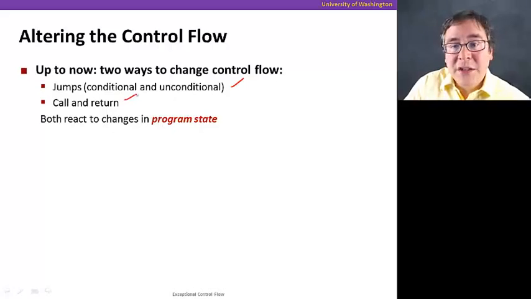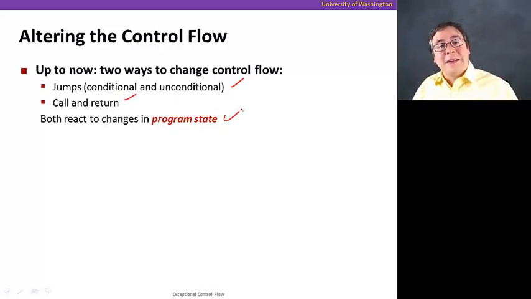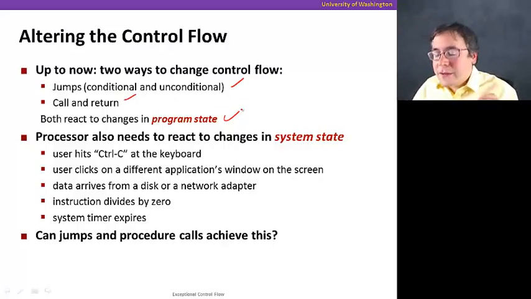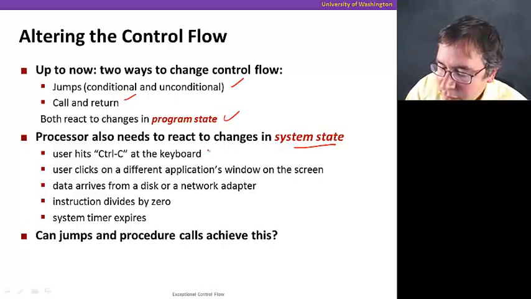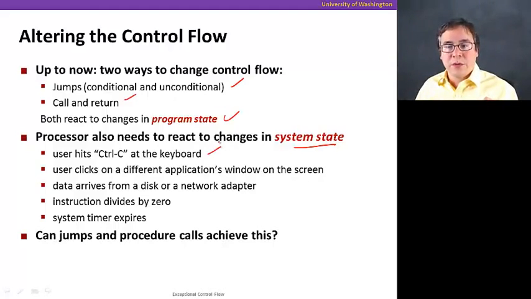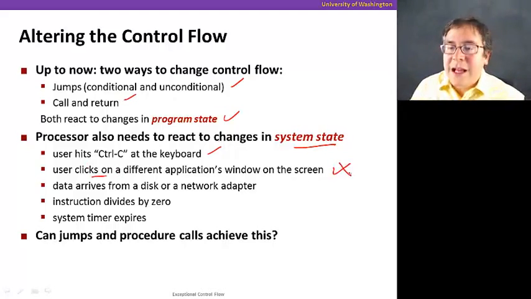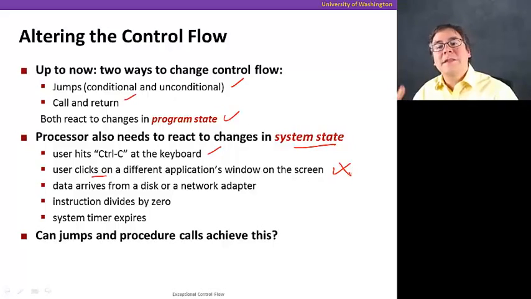Both of these changes of control flow react to program state. They're part of your program, and they react to the program state. But the processor also needs to change the control flow to react to changes in system state, not program state. By changes to the system state, I mean things like, what if the user hits Control C at the keyboard? Somehow the program has to be interrupted, right? And if the user clicks on a mouse, or like me, I'm using the pen here to write on the slide, I'm changing the system state, and there's a program, in this case a PowerPoint program, reacting to my pen touching the tablet here.